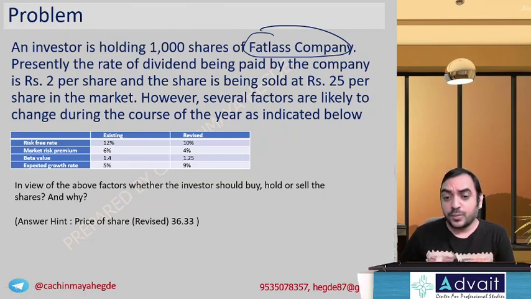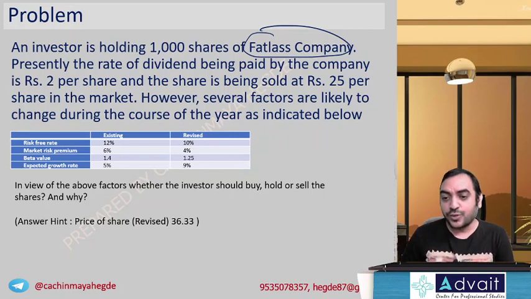Presently, the rate of dividend being paid by the company is 2 per share. The share is being sold at 25 per share in the market. However, several factors are likely to change during the course of the year as indicated below: existing risk-free rate, market risk premium, beta value, expected growth rate. In view of the above factors, should he buy, hold or sell the shares and why?